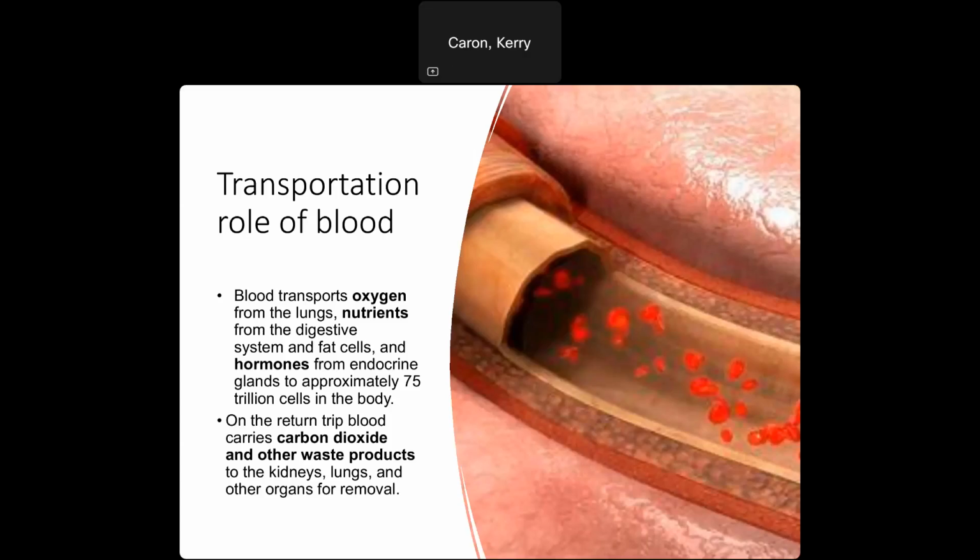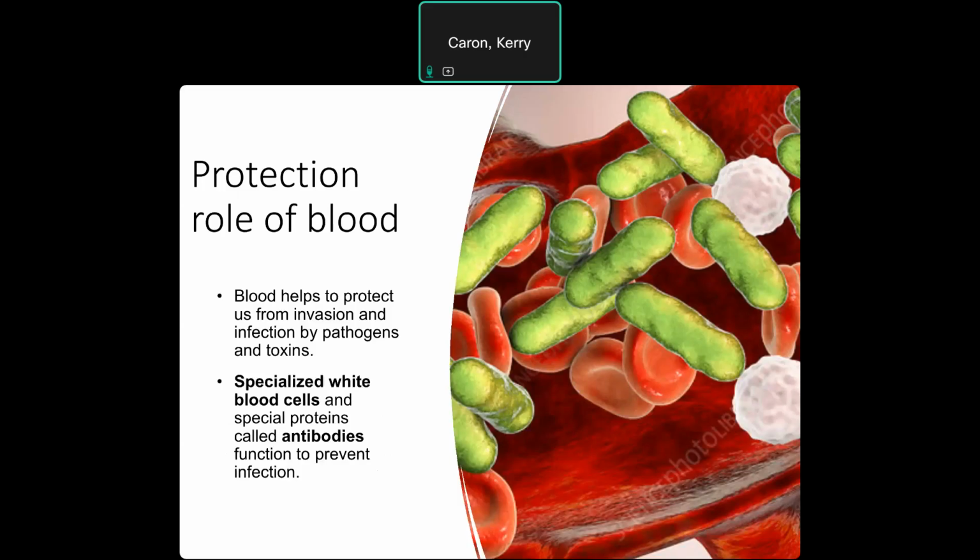So transporting blood. Blood transports oxygen from the lungs, nutrients from the digestive system, fat cells, hormones, remember, with the endocrine glands. And then the waste products are carbon dioxide and other wastes that we remove with our kidneys, our lungs, any excretory organs. And then how is it a protective function? I mentioned the white blood cells and antibodies. It helps us protect against invasion.